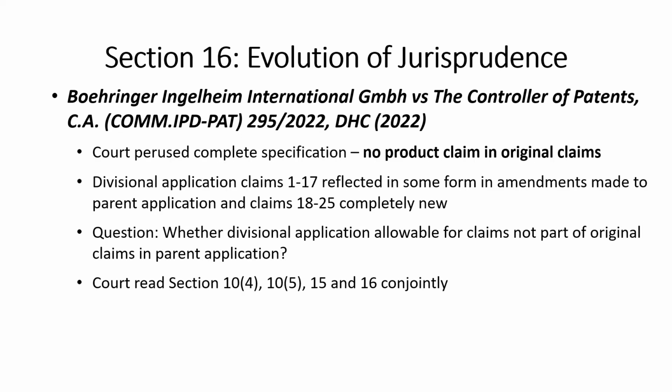For its analysis, the court perused the complete specification of the parent application and obviously the divisional application, because the complete specification almost remains the same except for the claims, and it found that there were no product claims in the original claims. As I said, there were product claims being covered in the divisional application, and the court found that these product claims did not have any support in the original claims that were filed. The court also took a note that claims 1 to 17 of the divisional application were reflected in some form in the amendments that were made in the claims of the parent application, and claims 18 to 25 were completely new. Those were not supported in the claims of the parent application.